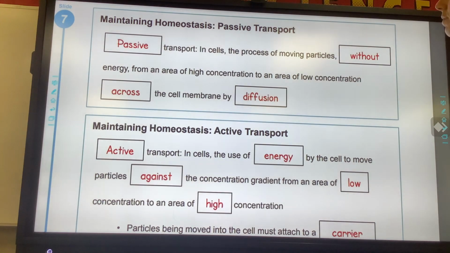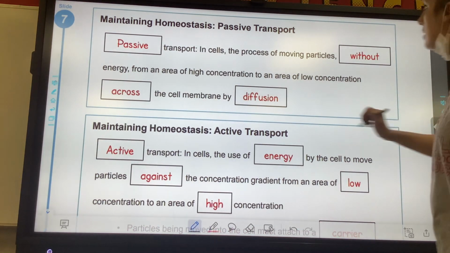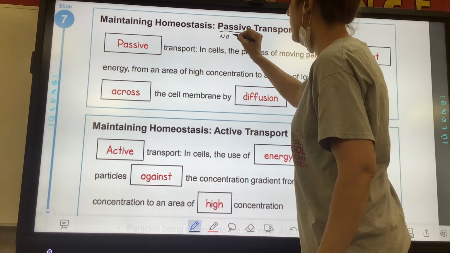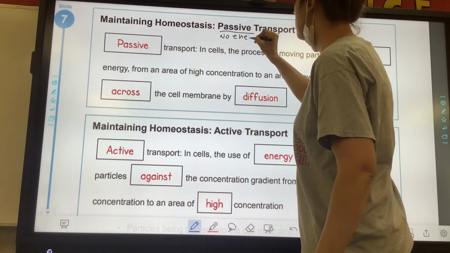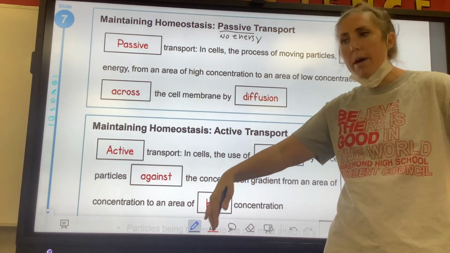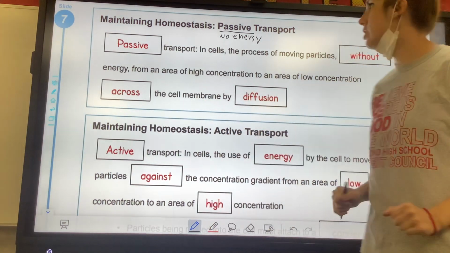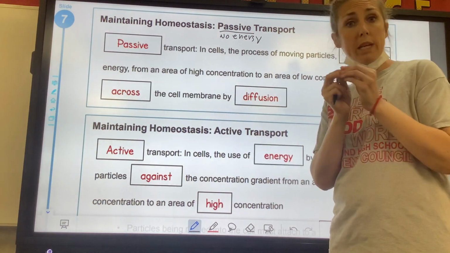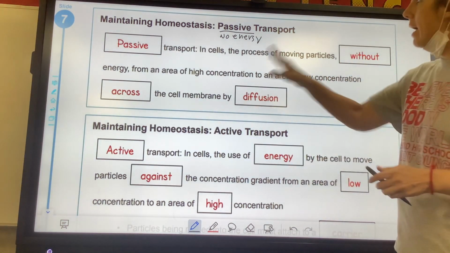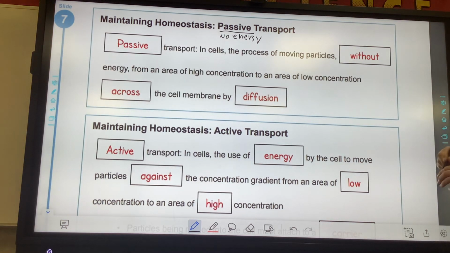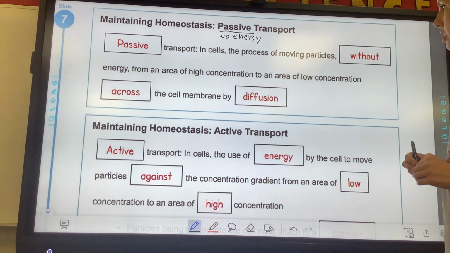Okay, so passive transport, first thing I see when I see passive transport, passive is no energy, write that down. Remember, when somebody is passive, they're just laid back, they're just chill, okay, no energy. So, why do things not use energy? Well, when they're going with the flow or when they're really small, okay. Passive transport in cells is the process of moving particles without energy from an area of high concentration to low.